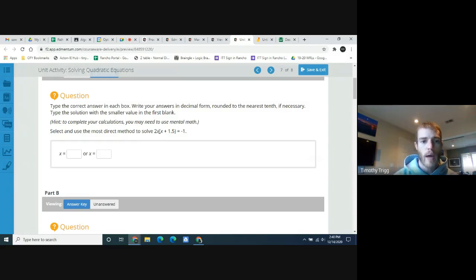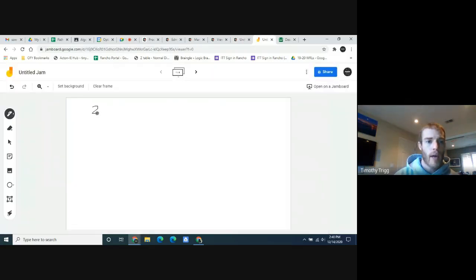So we have 2x times x plus 1.5 equals negative 1. So 2x times x, was it plus 1.5? Yeah, plus 1.5 equals negative 1. So when I see this, what I would do first is multiply the 2x times each of the things here. Distribute the 2x. So 2x times x is 2x squared.